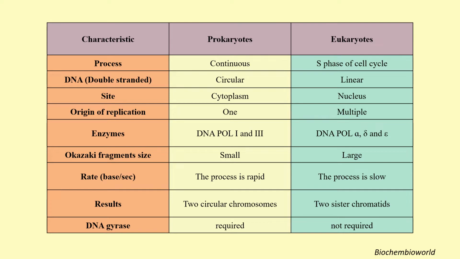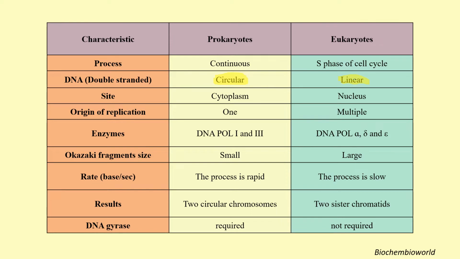Okay, and the DNA which is present in prokaryotes is usually circular in nature. They are usually double-stranded circular. Whereas in eukaryotes, it is linear and double-stranded.